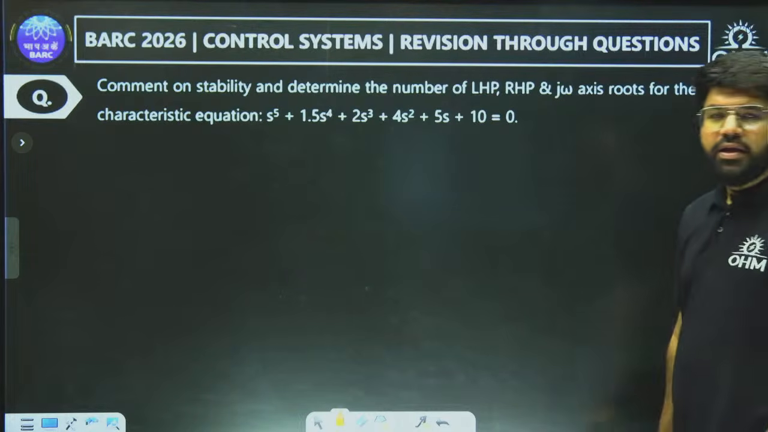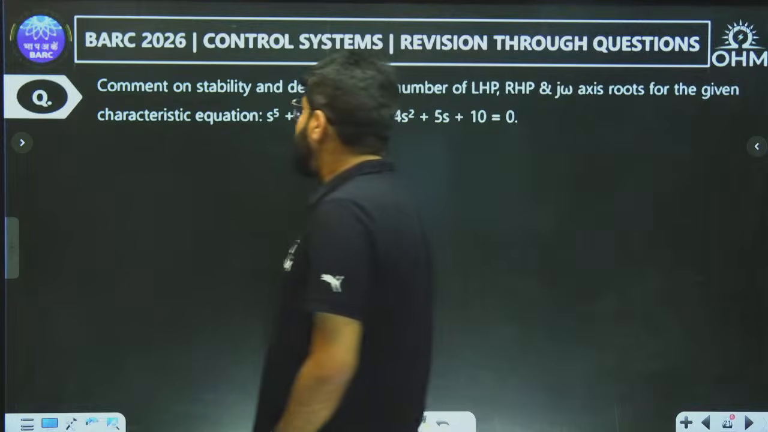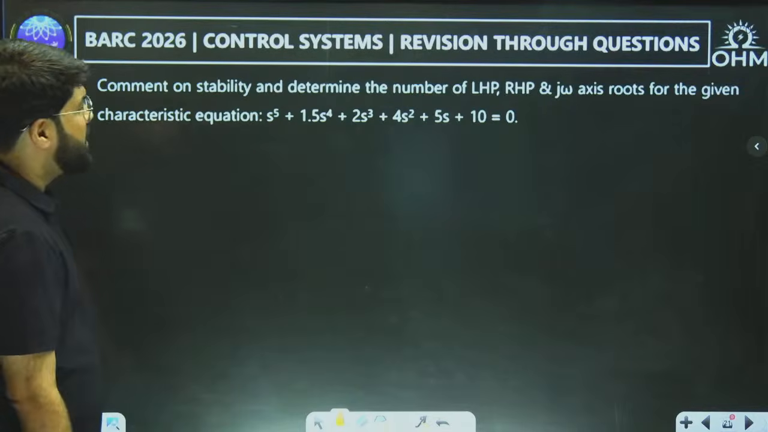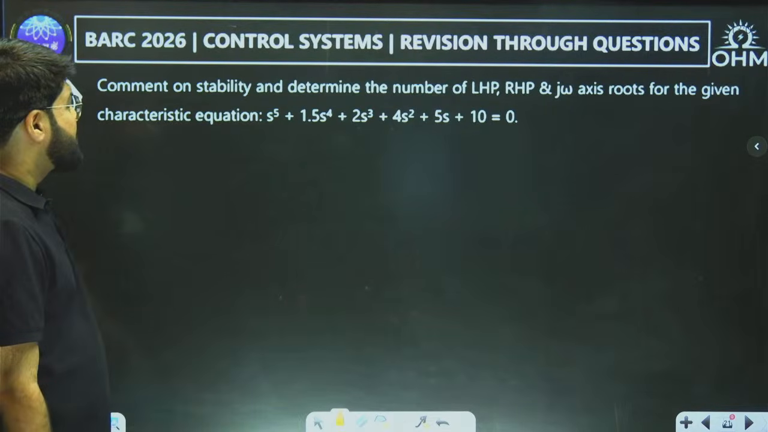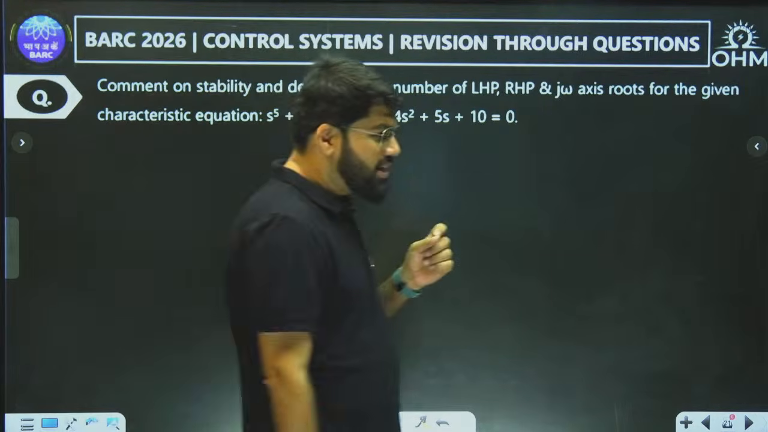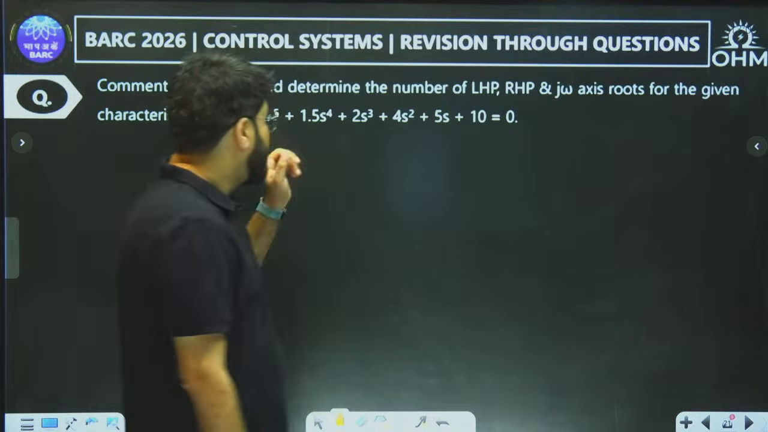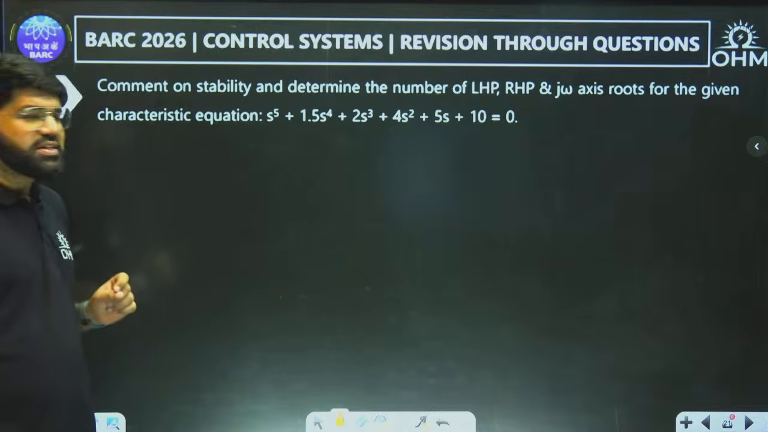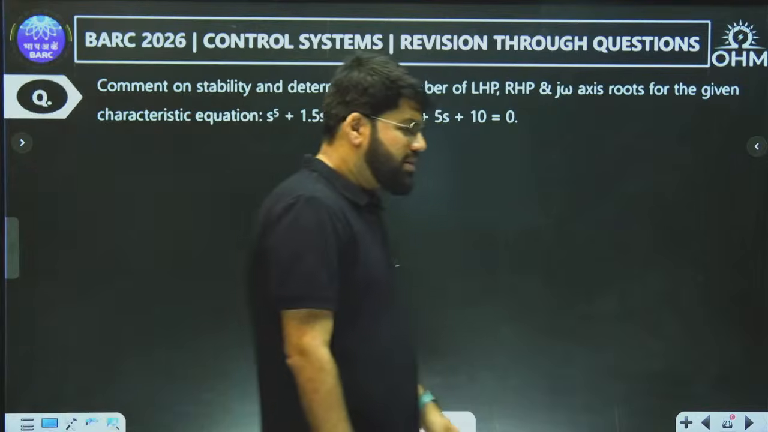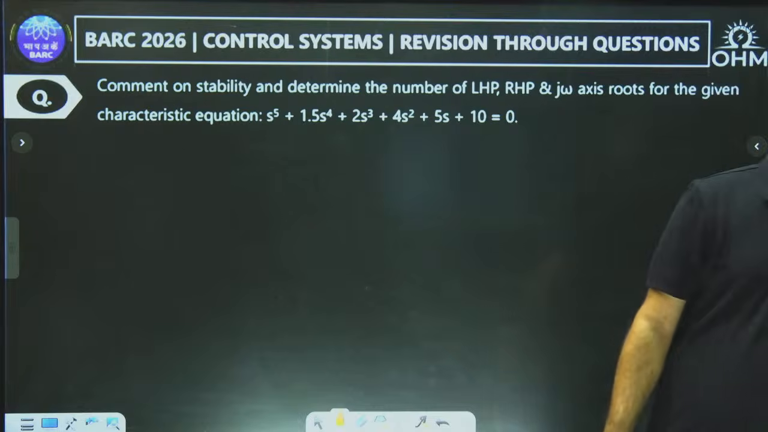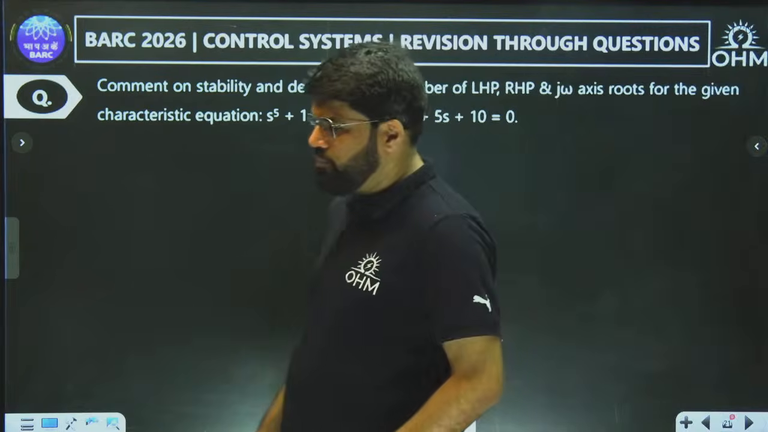Next question. Now comment on stability and determine the number of LHP, RHP and j omega axis roots for the given characteristic equation. Because it is a higher order system, then you have to definitely go for the Routh-Hurwitz criteria.